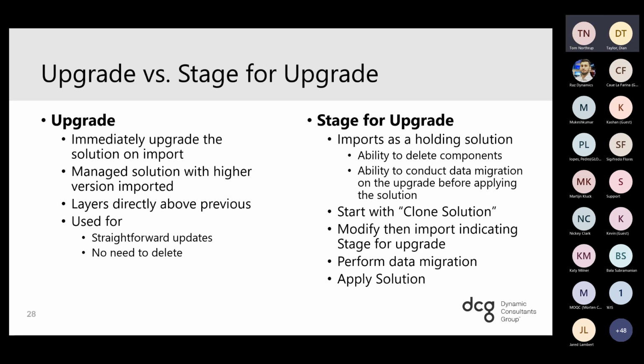So stage for upgrade is a way that you can remove fields. So let's say you have one field and it's a string field and the business wants to change it to a number field. You have to create a whole new number field. When you import that new number field, you don't want to delete that old field because you need to move the data first. So you would stage the solution for upgrade, move the data, and then apply upgrade, which would remove that other field and apply your changes for the user to see.